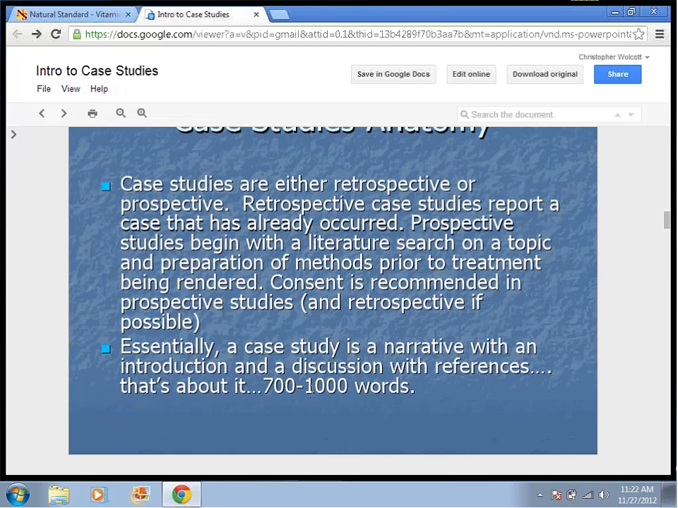Okay, so the anatomy of case studies. Case studies are typically retrospective, meaning what? Yeah, you do something, or you see something on a diagnostic test, or you do something in the clinic, and you think, that was interesting, let's publish on it. But case studies can be prospective.